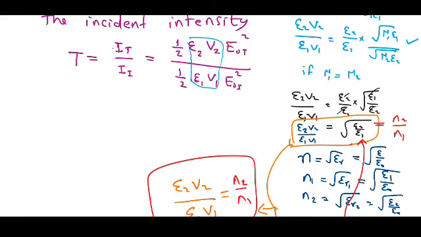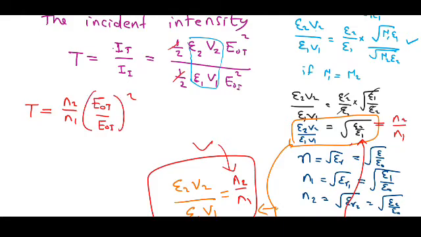Fine. Now here, see this epsilon 2 v2 by v1 can be replaced by this n2 by n1. This transmitted coefficient can be written as, this half already cancelled. Then this is n2 divided by n1 E0t divided by E0I all square.